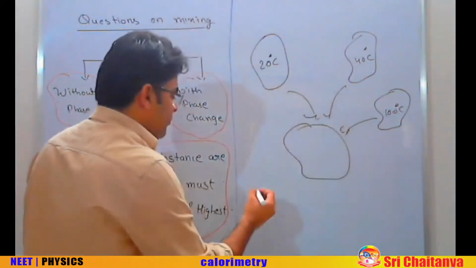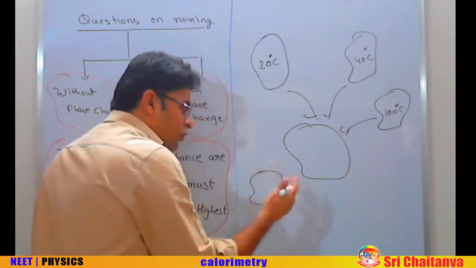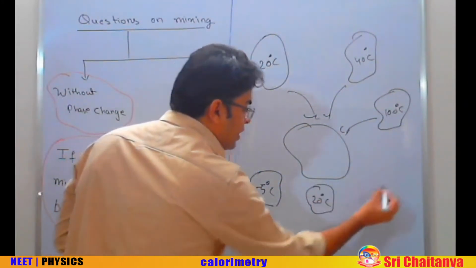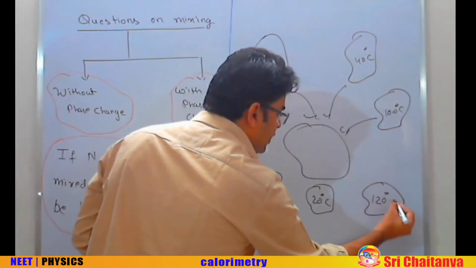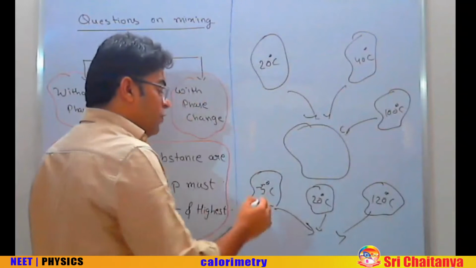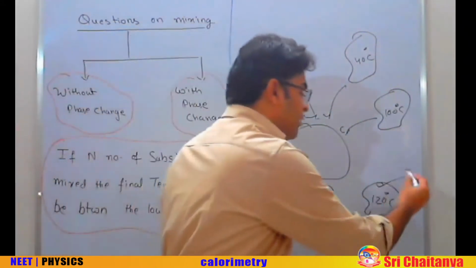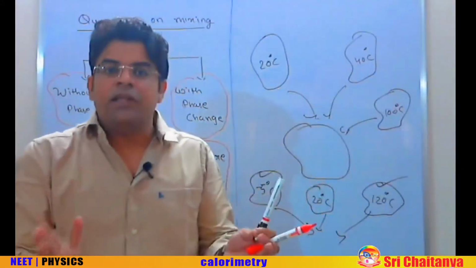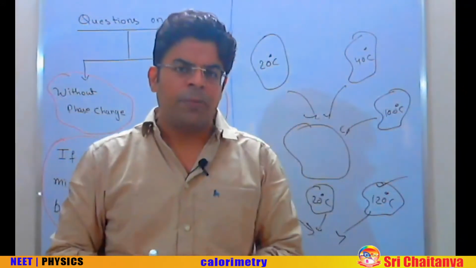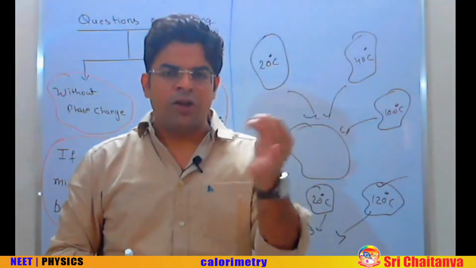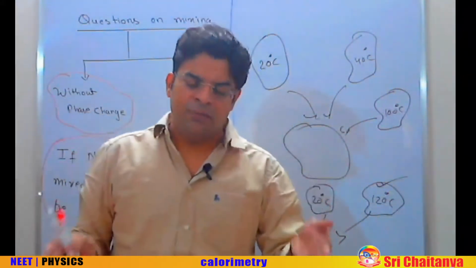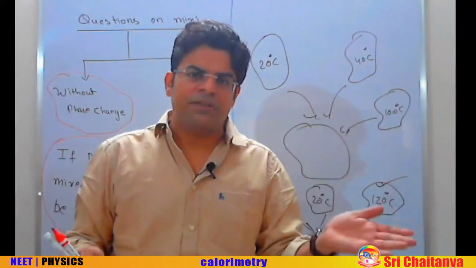For example, if they say some amount of ice at minus 5 degrees centigrade, some amount of water at 20 degrees centigrade, and some amount of steam at 120 degrees centigrade are mixed together, I am very sure the final temperature won't be less than minus 5 and won't be greater than 120. It must lie between the lowest temperature and the highest temperature. So in your objective paper, first of all, look at the options. Any option which doesn't lie within the range of lowest and highest temperature can't be the answer.